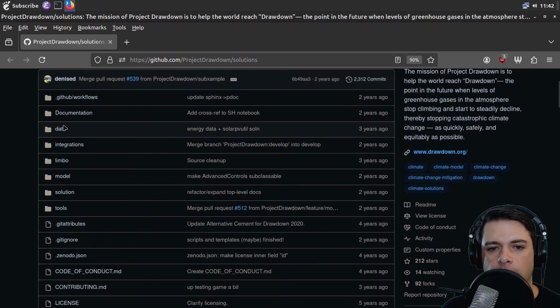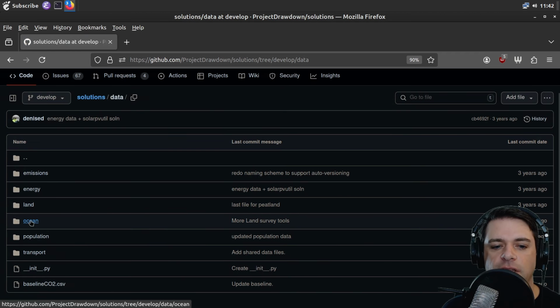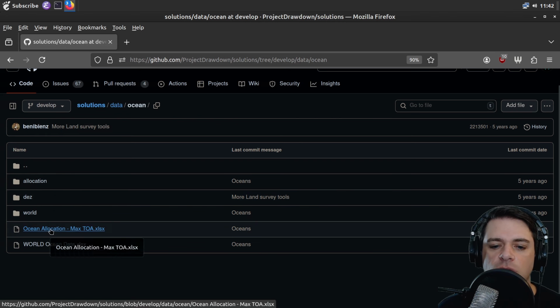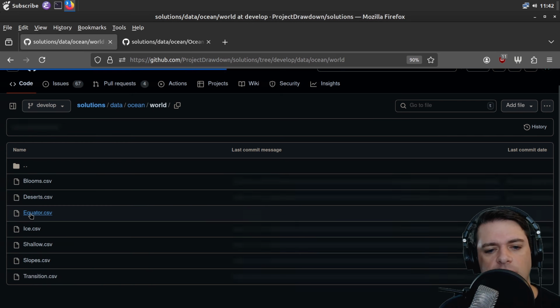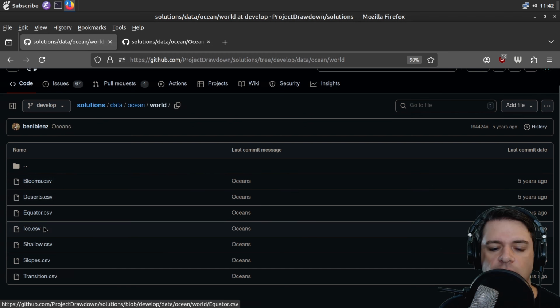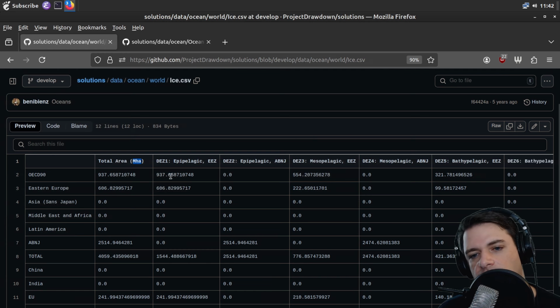It's got some data. Normally I don't look at the data directory, but this seems to be a heavily data-driven project. So we have ocean allocation, which is somewhat like a, is this an Excel spreadsheet? I think. Okay, so we have world, blooms, deserts, equator, ice. How about ice.csv? And we have things like Eastern Europe has a certain total area in MHA, millihectares, megahectares.